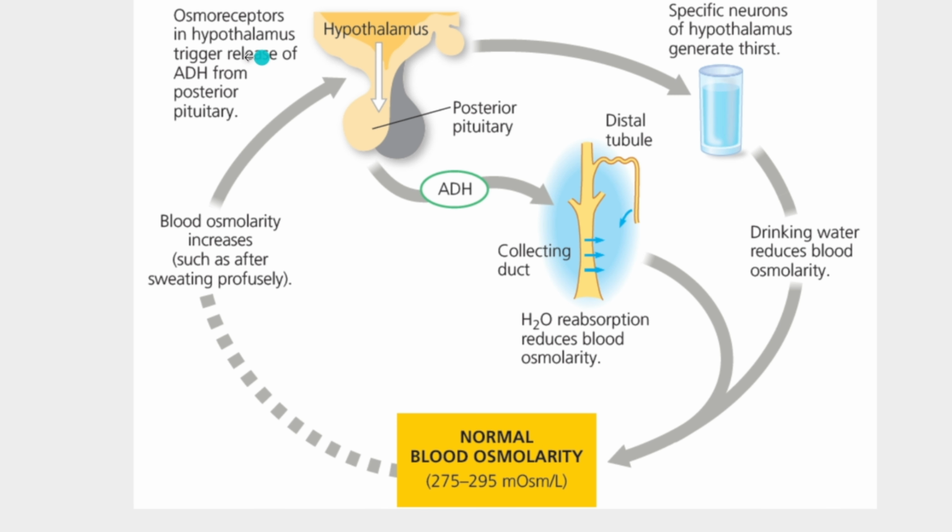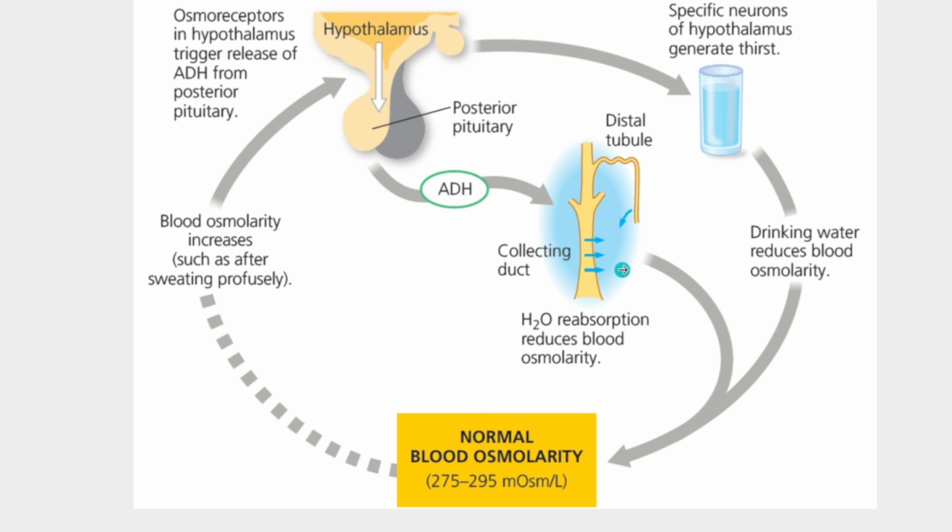Meaning that the hypothalamus will secrete the ADH, and this ADH is actually stored at the posterior pituitary gland. Then it will be released from the posterior pituitary gland to the distal tubule and collecting duct. What is happening is that it will increase the reabsorption of water in the collecting duct and distal tubule. So ADH will increase the permeability of the distal convoluted tubule and collecting duct to water molecules.